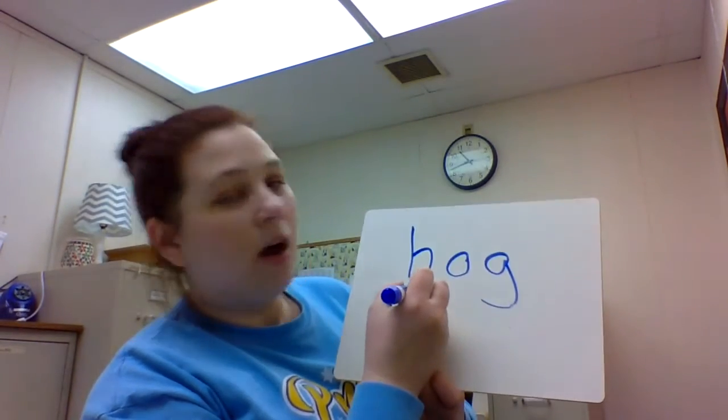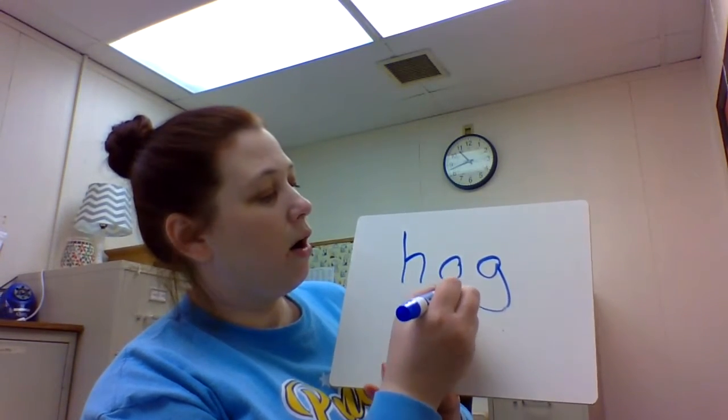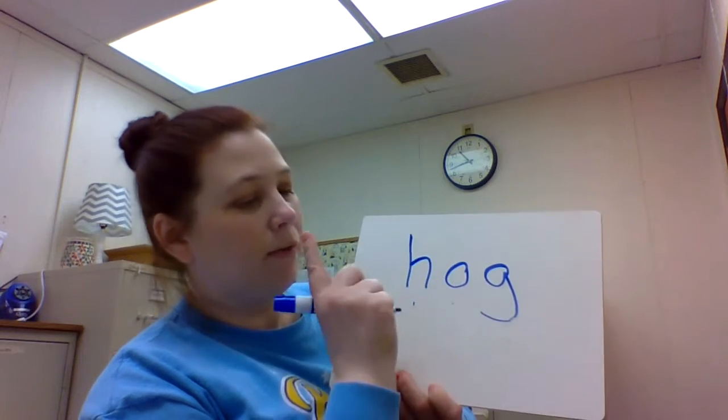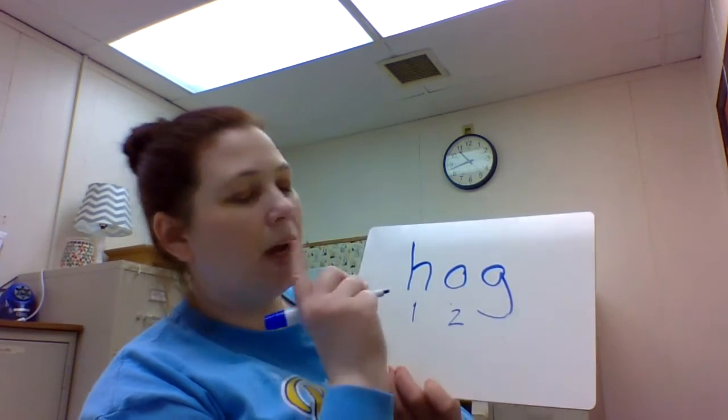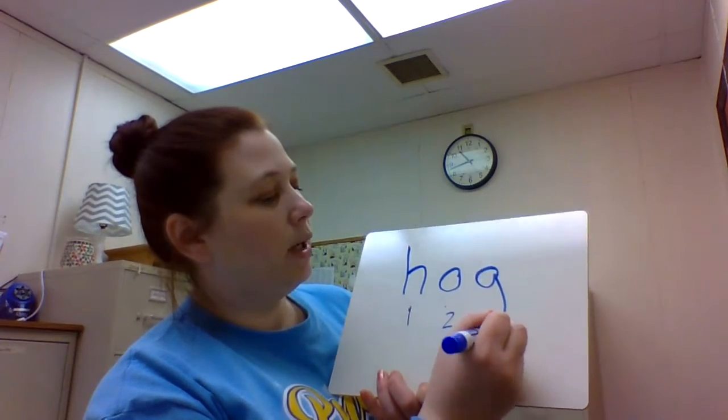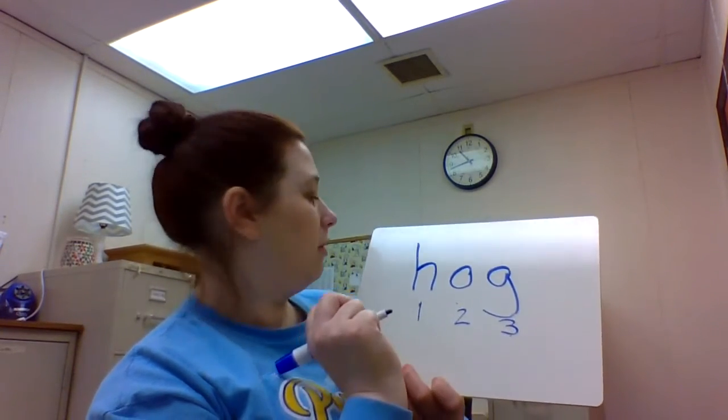All right, I'm going to write down some words. We're going to talk about how many sounds we hear in that word. Let's look at the word hog. In the word hog, we hear h, o, and g. So we have one, two, and g, three. We have three sounds in that word.